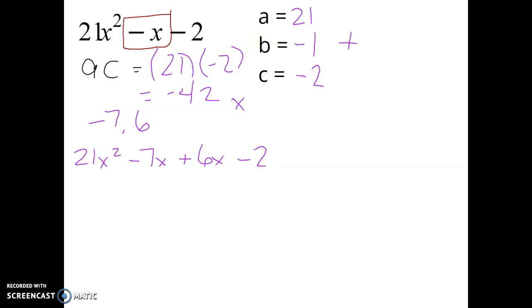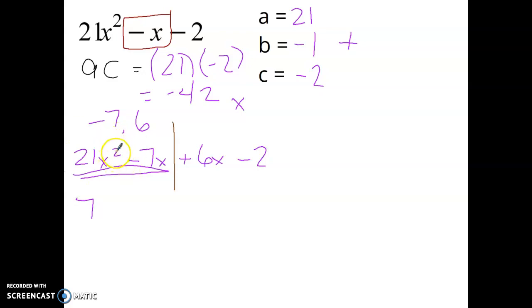All right, now once I get to this point, I want to cut it in half, and I always want to cut in front of the sign. And then I'm going to do the GCF of both pieces. So I'm going to look at these two first. The GCF of 21x squared and -7x, well, 7 goes into 21 and 7. And with my variables, I always pick the smallest exponent.